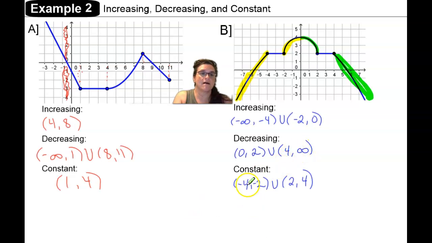And then where it's constant would be negative 4 to negative 2. So here's negative 4 to negative 2 along my x-axis, and we see the y values are constant. And then from 2 to 4, same thing, 2 to 4 on the x-axis, we see that the y values are constant there as well.